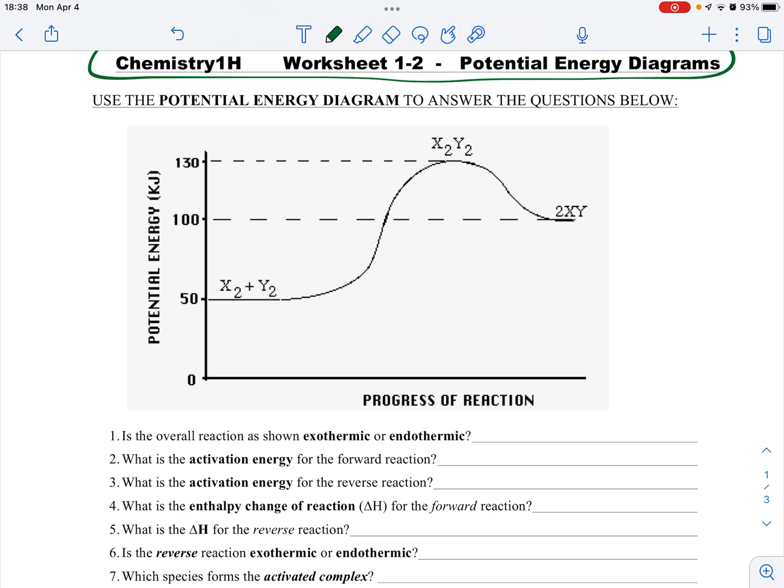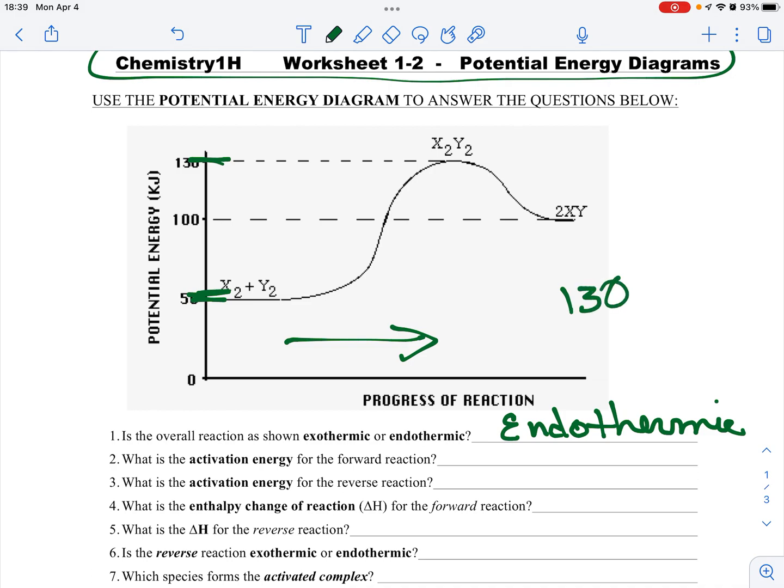So looking at our first problem, our first question is: is this endo or exothermic? Since my reactants start here, my products end here, we can see that this is endothermic. The activation energy of the forward reaction: if you take a look, you'll see that we're going from right here to right here. The forward reaction goes this way. So I'm going to figure this out by taking 130 minus 50 is 80. And this is in kilojoules. It's 80 kilojoules this way, so it's positive 80 kilojoules.